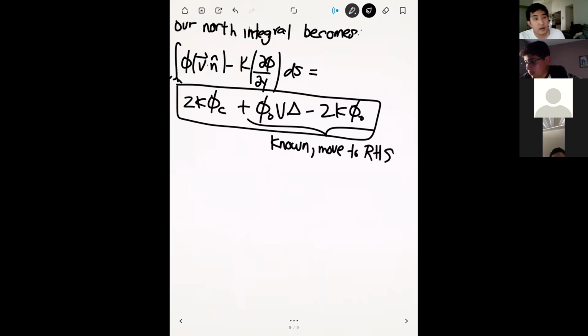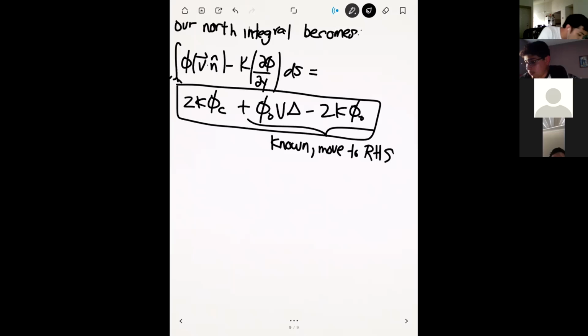Where again, just like we saw with diffusion, everything with the phi naught is known. So it's nothing that we need to solve for. Whenever something is known, we can move that to the right-hand side of the equation after we add this together with all the other integrals. So what I've shown you here is just the process to replace the north integral. But to actually solve a problem with this, you still need to evaluate the east, the south, and the west integrals. But those remain unchanged. So that follows the same process that we followed before we got into boundary conditions.